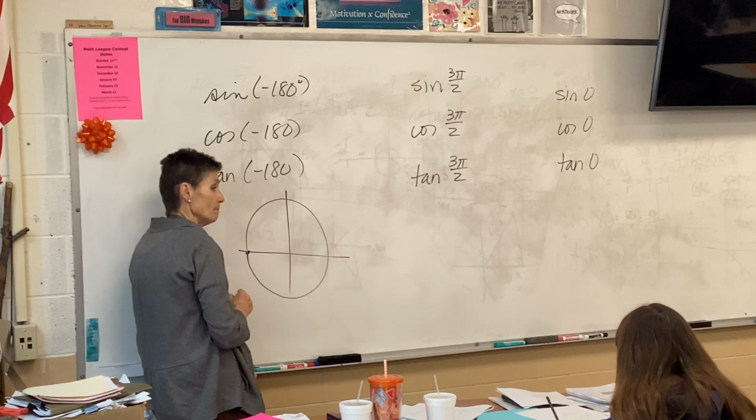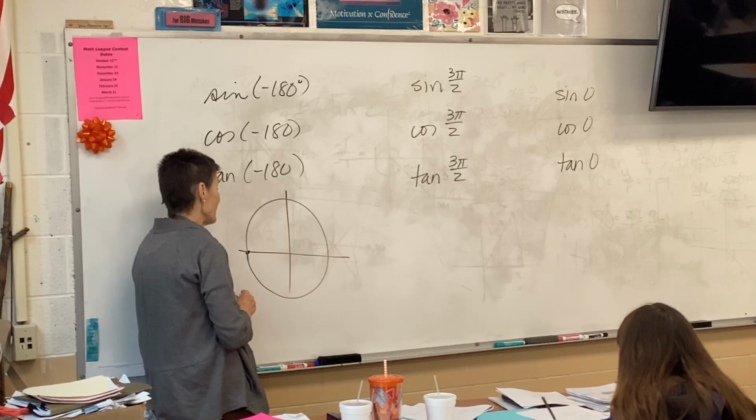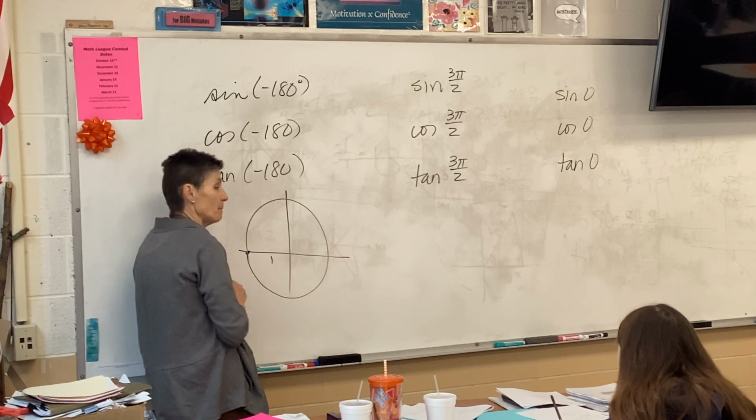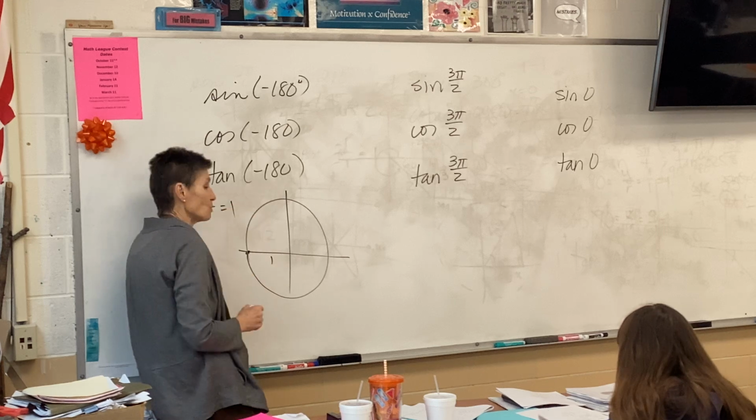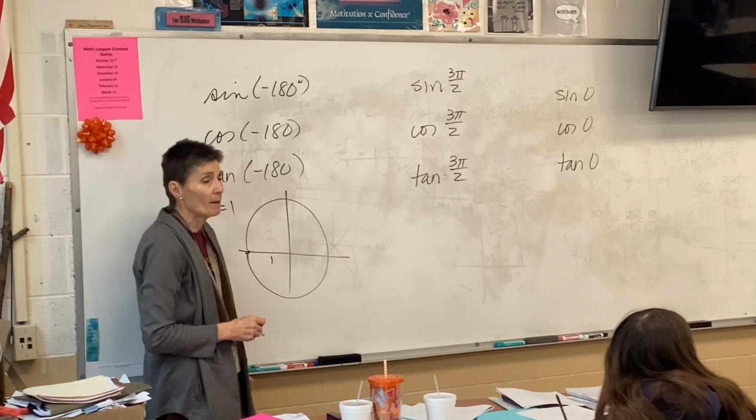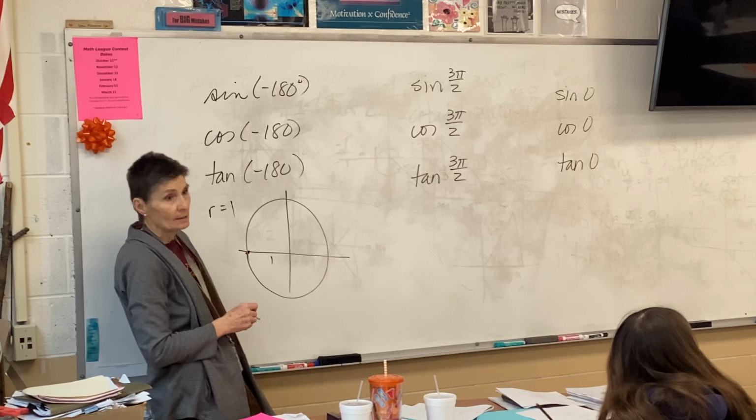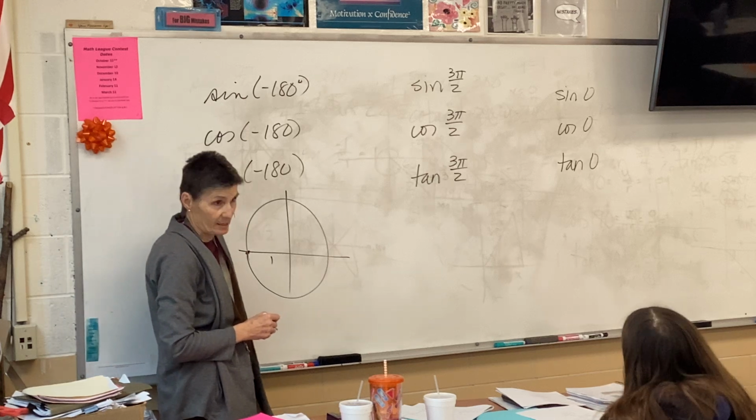Draw my circle. Pick a radius. I'm going to pick 1. So my radius is 1. Charlie, the radius is like the hypotenuse. It is always positive.